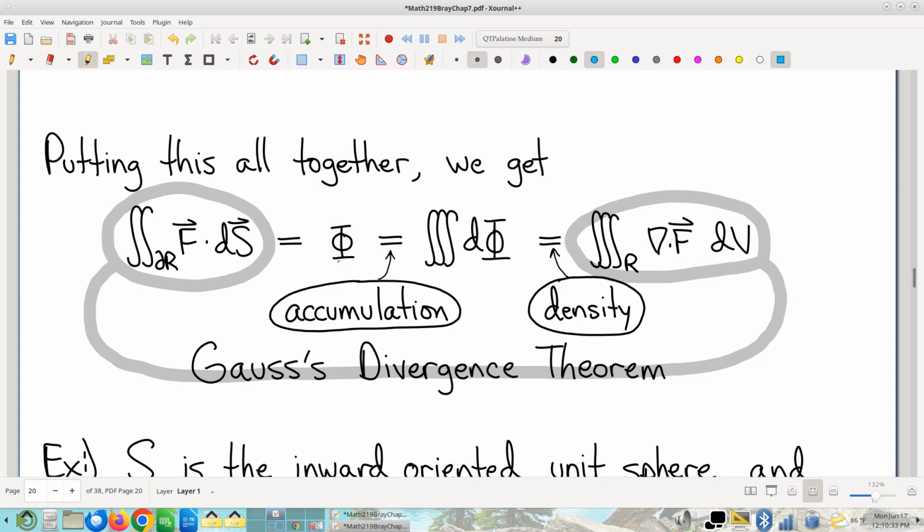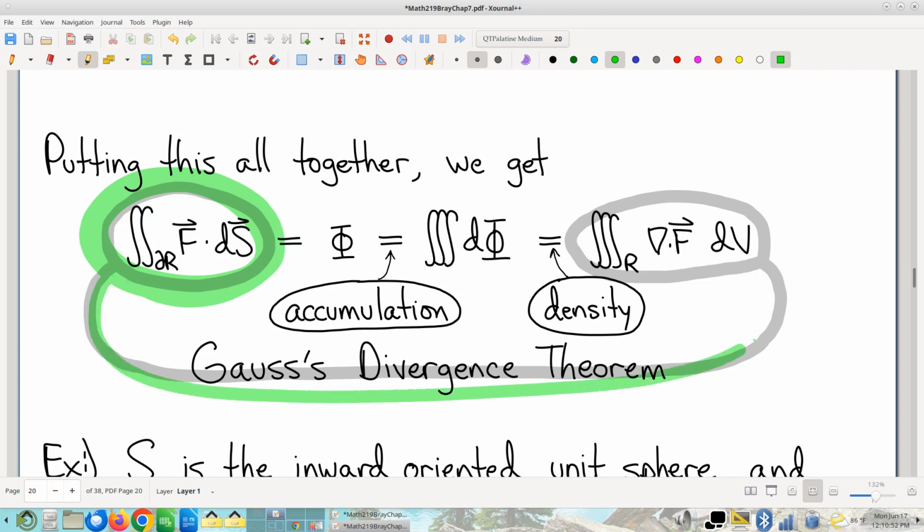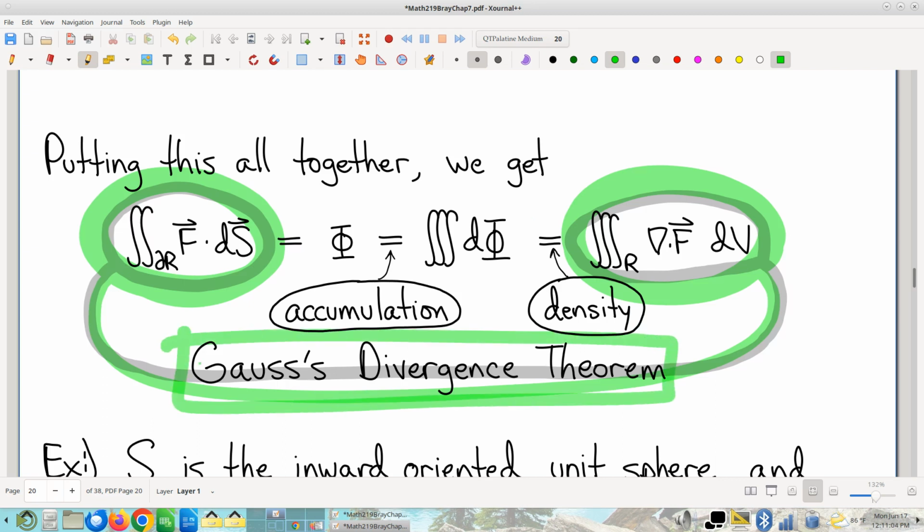or let me say that differently, our explicit formula for how to compute flux in the first place was this surface integral, and so altogether we have ourselves a new theorem that boundary surface integrals, boundary fluxes, can be computed as triple integrals of divergence over the interior. And this is called Gauss's divergence theorem. Everybody buying it?